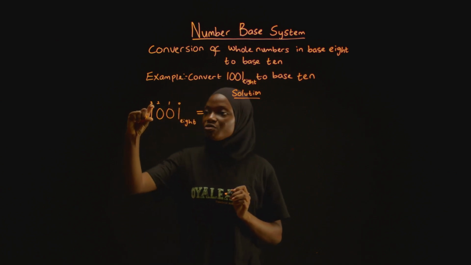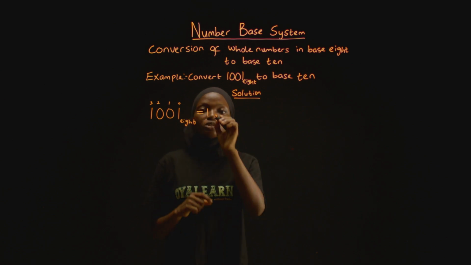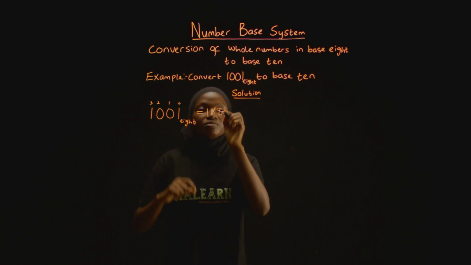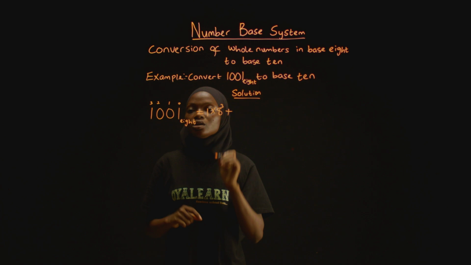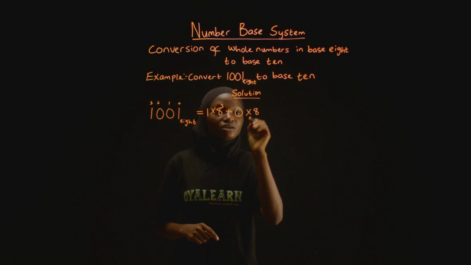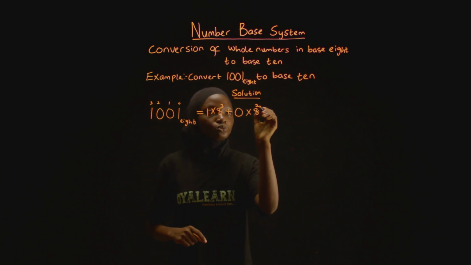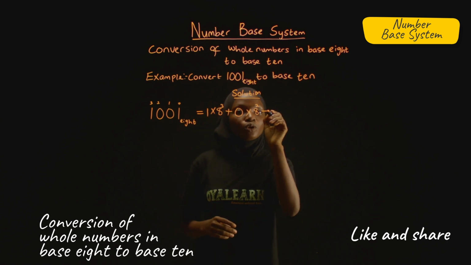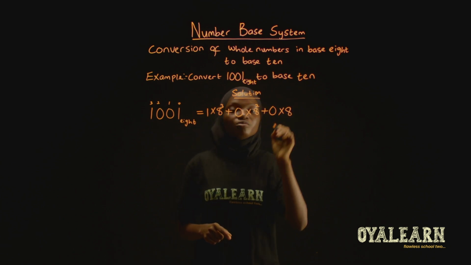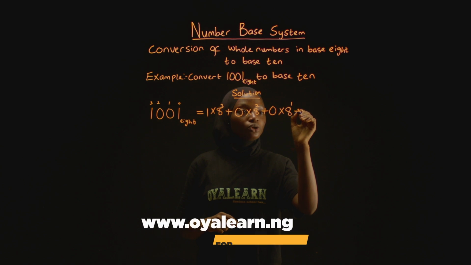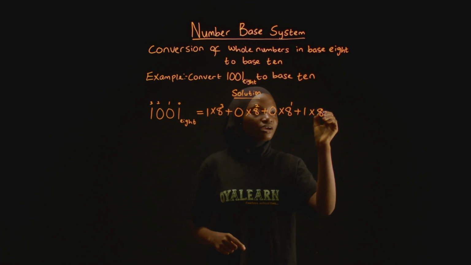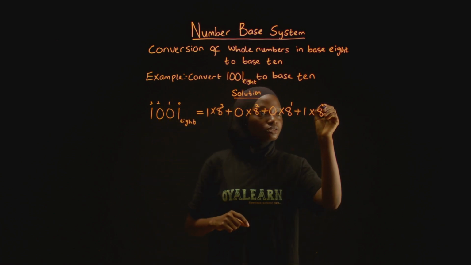Let's simplify. You pick the first digit, 1, multiplied by the base, 8, raised to the power of the number you have here, 3, plus the next digit, 0, multiplied by the base, 8, raised to the power of the numbering here, 2. We do the same thing for the next digit, plus 0, multiplied by the base, 8, raised to the power of 1, plus the next digit, 1, multiplied by the base, 8, raised to the power of the numbering here, 0.